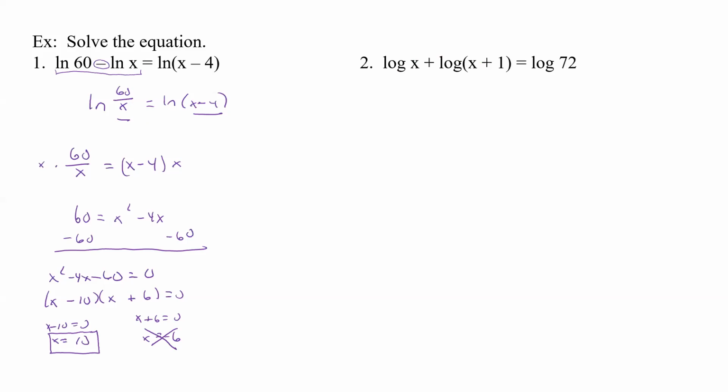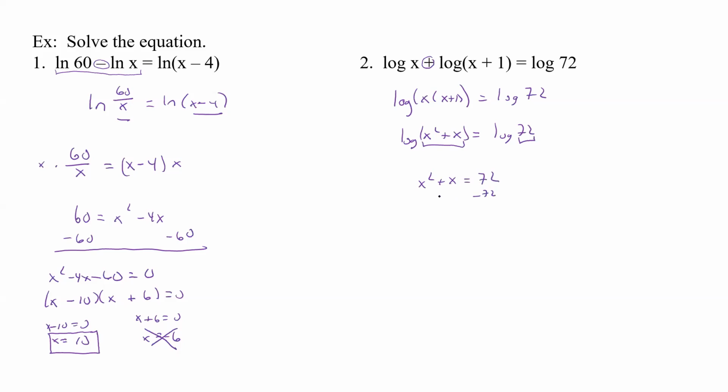What about here? This time we have an addition between the two, so that means we're going to multiply when we put the two logarithms together. So we'll have log of x times x plus 1 equals log of 72. Well, x times x plus 1 is going to give us log of x squared plus x equals log of 72. And now we can say this is equal to that because we have the same logs on both sides, and so x squared plus x equals 72.